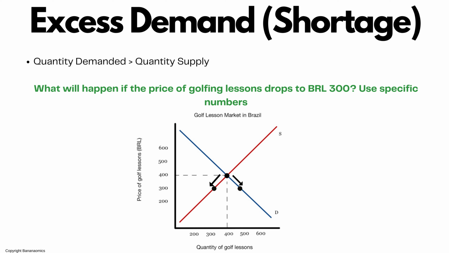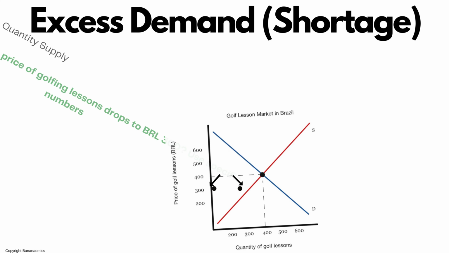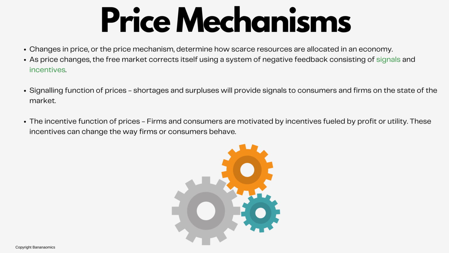If the price were to fall to 300, the quantity demanded would increase to 500 while the quantity supplied would decrease to 300, resulting in an excess demand of 200 golf lessons. As I said earlier, in the free market, these shortages and surpluses are seen as temporary as the market will correct itself. But how does the market correct itself?